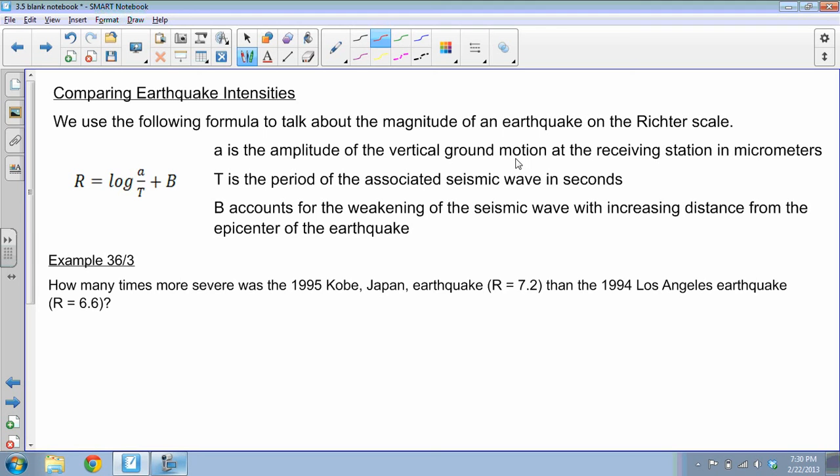In this, A is the amplitude of the vertical ground motion at the receiving station in micrometers. T is the period of the associated seismic wave in seconds. B accounts for the weakening of the seismic wave with increasing distance from the epicenter of the earthquake.